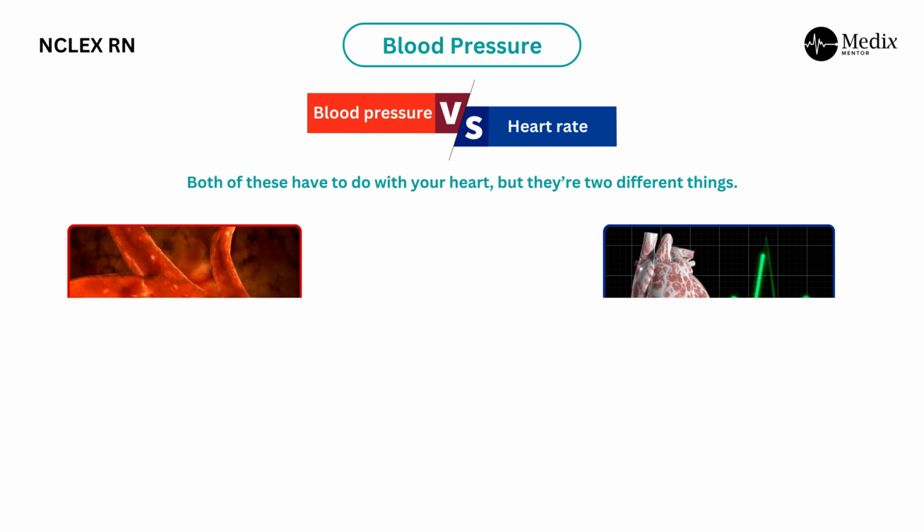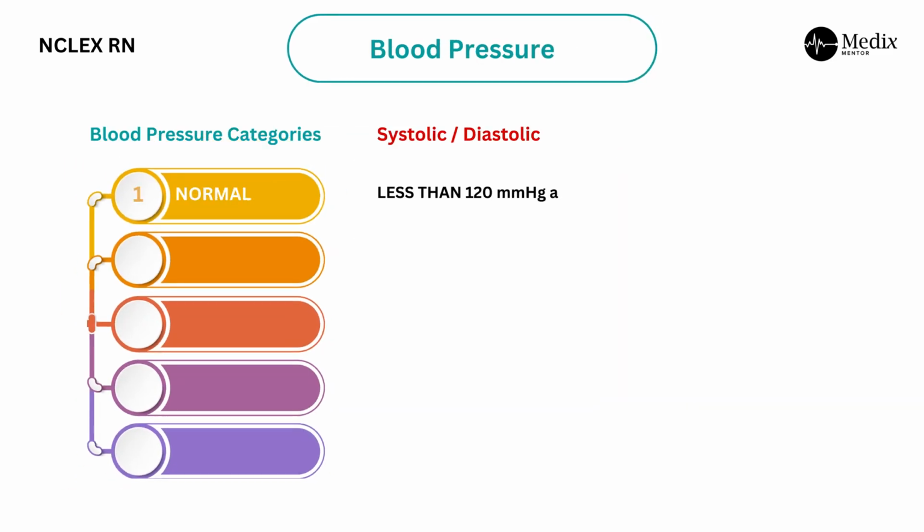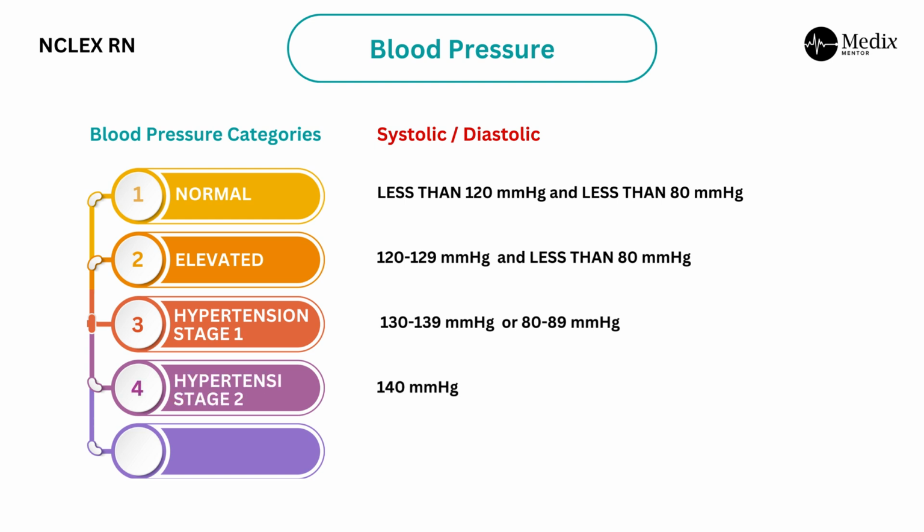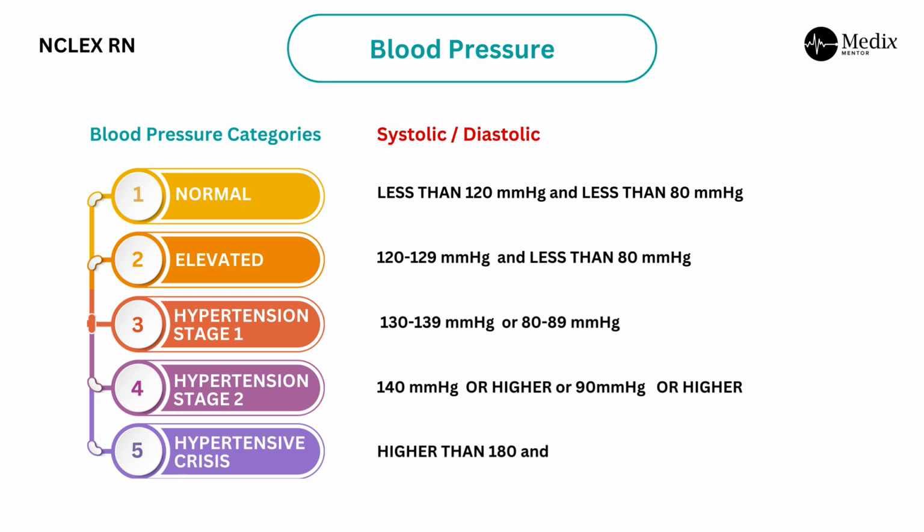Blood pressure categories. Normal blood pressure, systolic less than 120 and diastolic less than 80. Elevated blood pressure, systolic 120 to 129 and diastolic less than 80. Hypertension stage 1, systolic 130 to 139 or diastolic 80 to 89. Hypertension stage 2, systolic 140 or higher or diastolic 90 or higher. Hypertensive crisis, systolic higher than 180 and/or diastolic higher than 120.